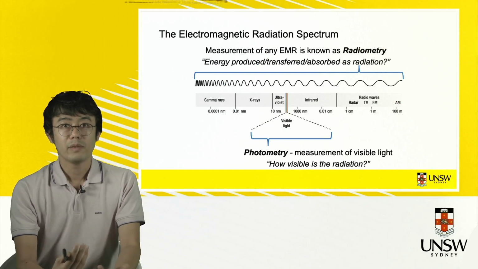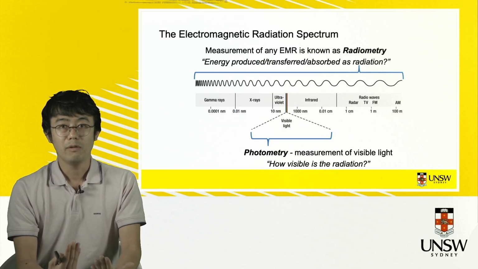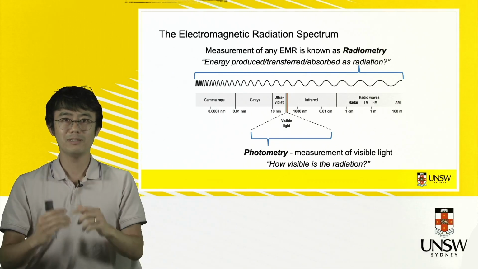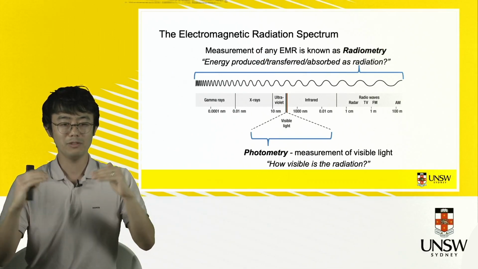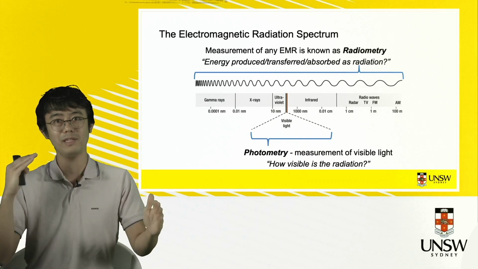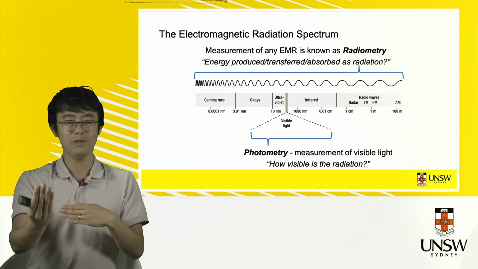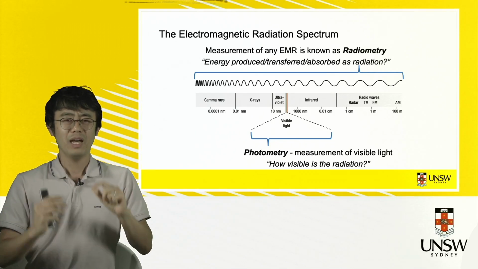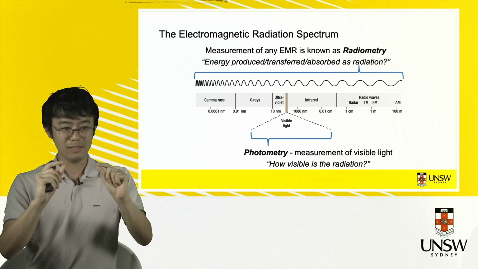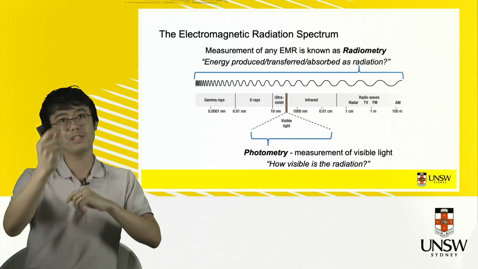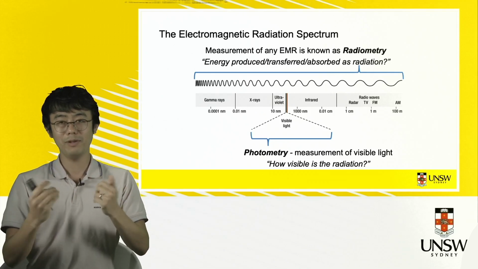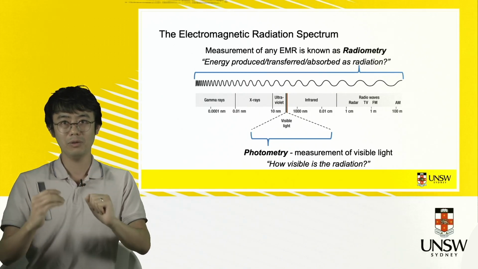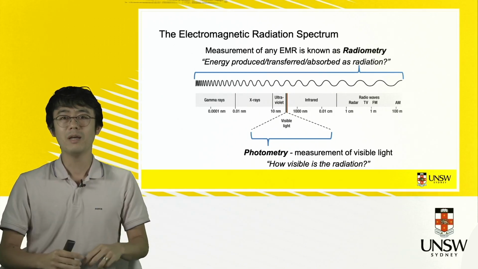So what's the relationship between radiometry and photometry? Radiometry handles any type of EMR. It doesn't matter if it's X-rays, visible light, or radio waves. Radiometry handles all of them, and it's mostly concerned with energy: how much energy is being produced, transferred, or absorbed by radiation. That is radiometry. It's a measurement of radiation, or specifically EMR.